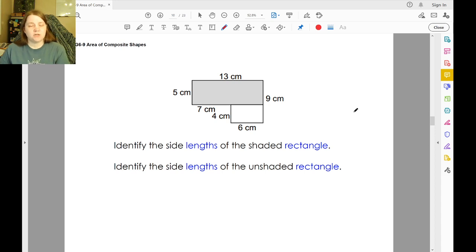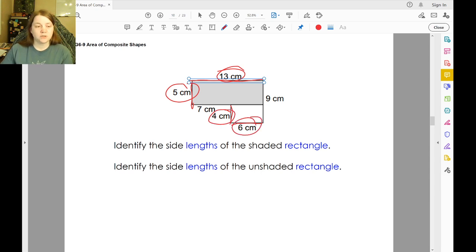Now we have too many measurements, and we need to figure out which measurements are important and useful for us when finding the area. Which measurements do you think are useful for the gray area? If you said 13 centimeters and 5 centimeters, you were correct. Which measurements are important for the white rectangle? If you said 4 centimeters and 6 centimeters, you were correct. And then you would multiply to find your areas and then add them up.